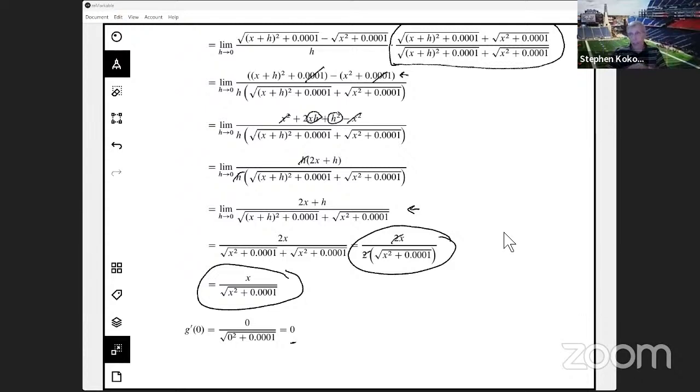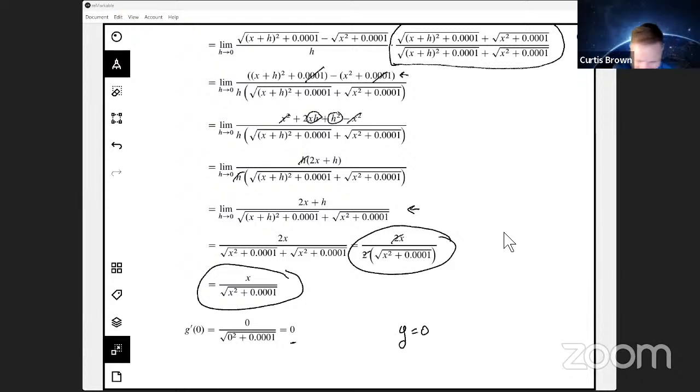So Curtis, what's an expression for the tangent line to the graph of g at 0? What would it be? Wait a minute. You're correct. y equals 0. Very good. Excellent. It would be right on the x-axis. You're really quick tonight, Curtis. I'm impressed. Very good. Excellent.